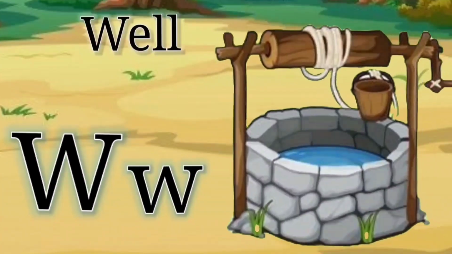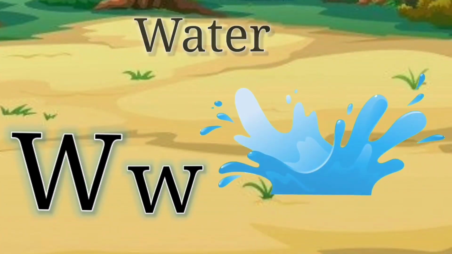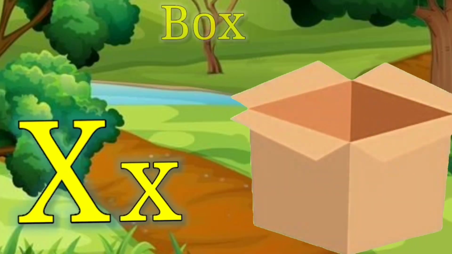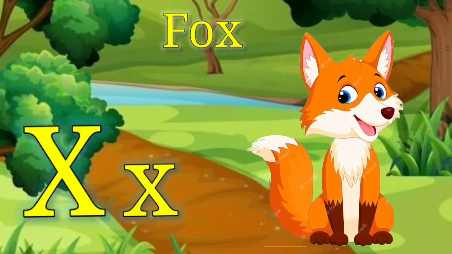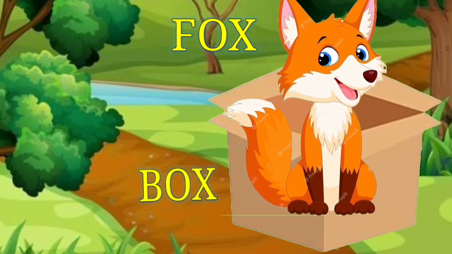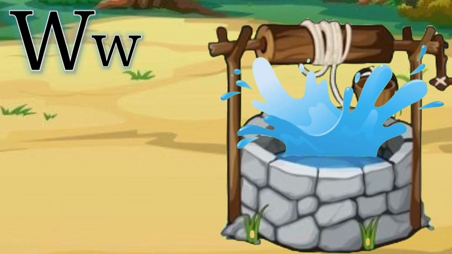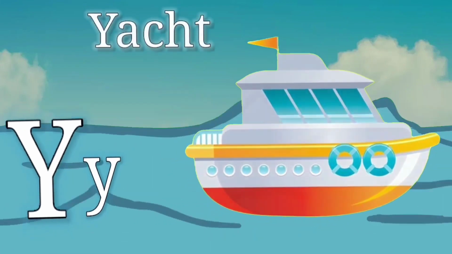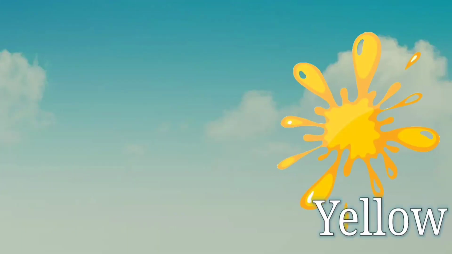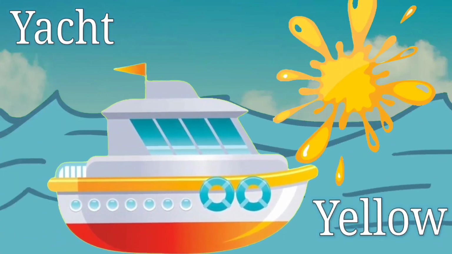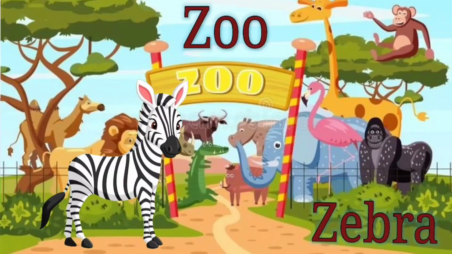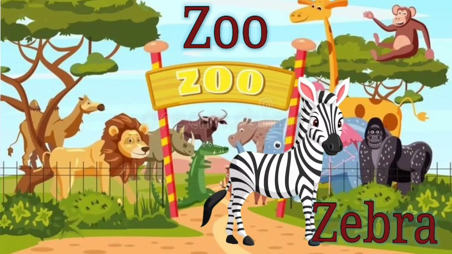V. W for well and W for water, w. X for box, X for fox. Y for yacht and Y for yellow, y. Z for zoo, Z for zebra, z.